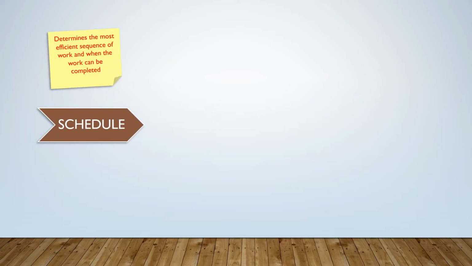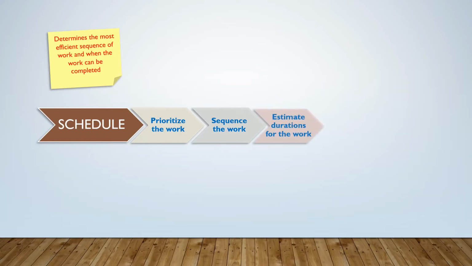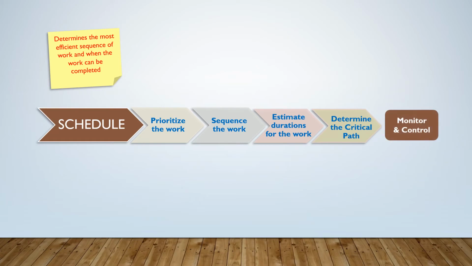Schedule determines the most efficient sequence of work and when the work can be completed. To manage schedule, the project manager must prioritize the work, sequence the work, estimate durations for the work, determine the critical path, and monitor and control the schedule.